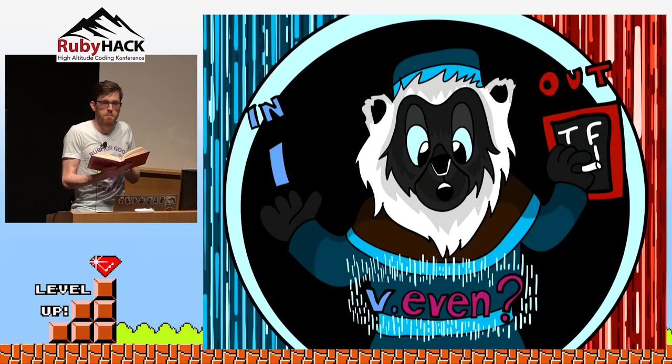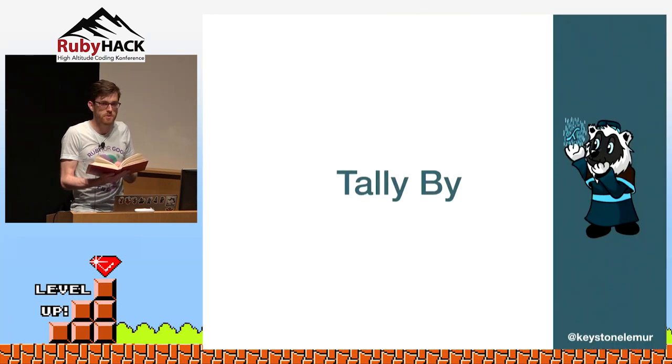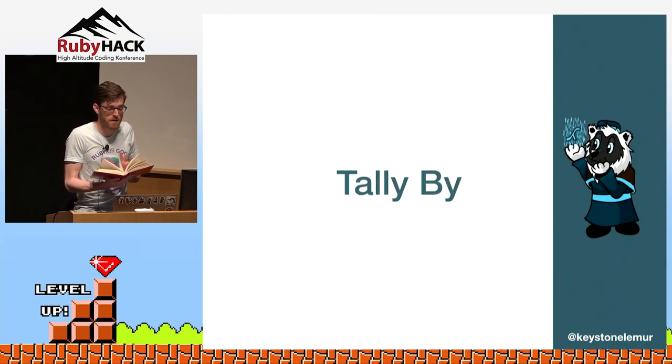Tally-by works by keeping counts of elements by using a function to decide how to count those elements, such as if we're counting elements by, say, if they happen to be even or not. If we check that one happens to be even, it's false, so we would have a count of false here. So to take a look at that, let's take a look into tally-by.